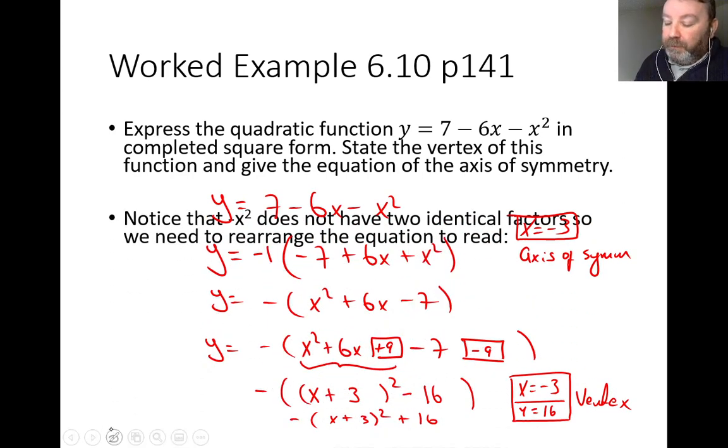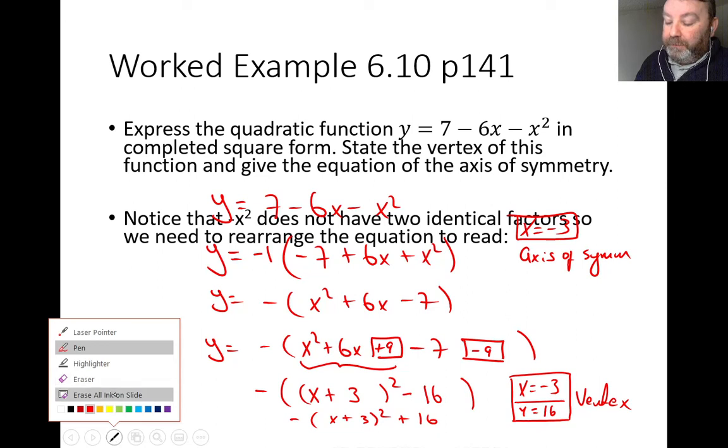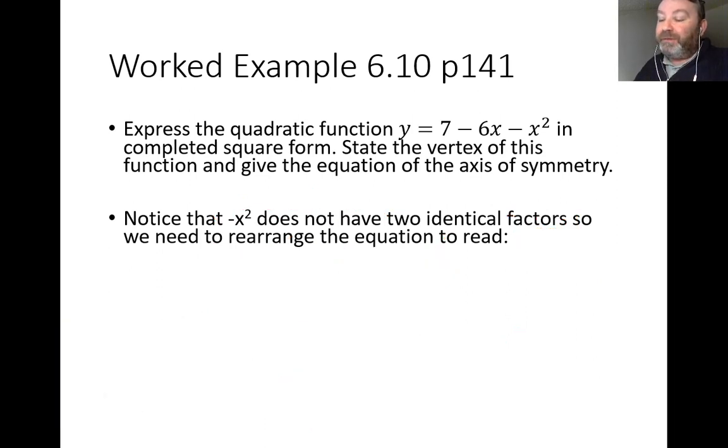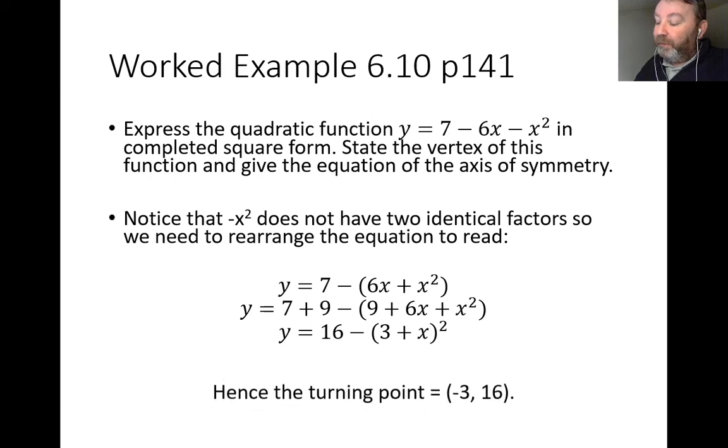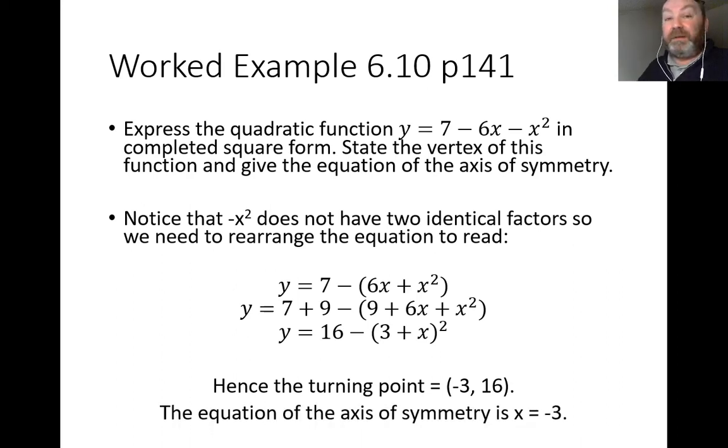Okay, so just to run through this here. Notice it says that minus x squared does not have two identical factors, so we rearrange it, and we've taken out, as we said already, the minus, and we end up getting, as we said earlier on, the turning point of minus 3, 16 and the axis of symmetry as minus 3. So it's the same thing, okay?